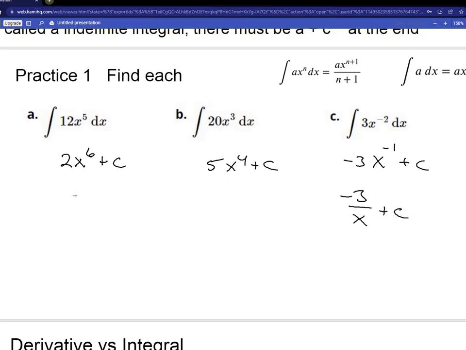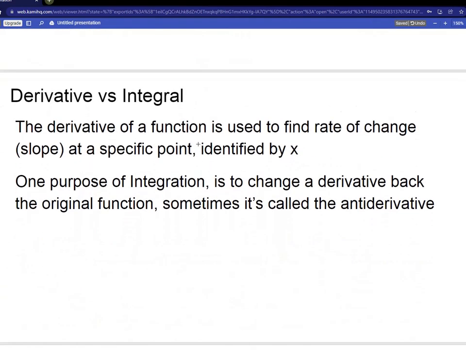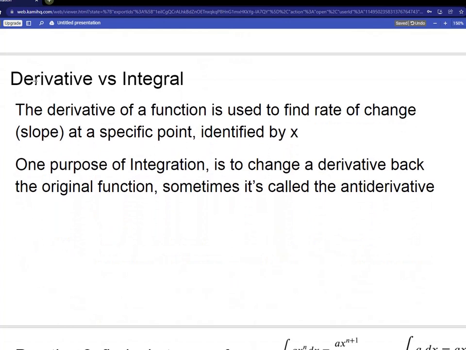All right, so take a look at this one then. A derivative versus an integral. A derivative is a function that we use to find slopes of tangent lines. It's identified by a specific x value. One purpose of integration is to take a derivative and change it back to its original function, and we call that an antiderivative.